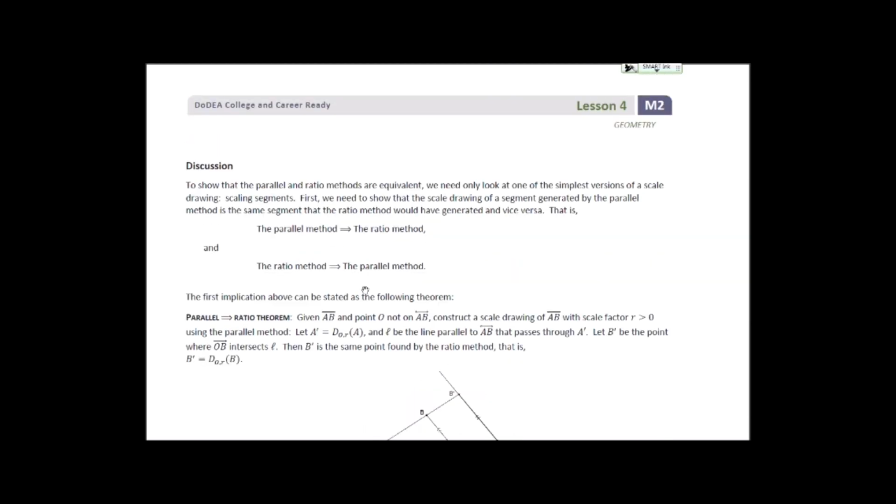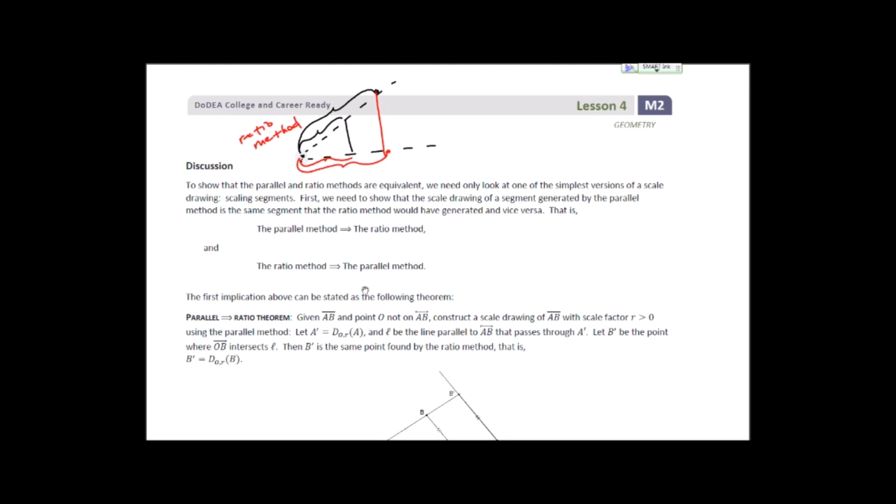Last lesson, we looked at two ways of drawing scale drawings. We started off with the ratio method, where we found this length and multiplied it by a scale factor and got this length. And then using the same scale factor, we took this length and multiplied by that scale factor and got this length and found the scale drawing. This is called the ratio method.